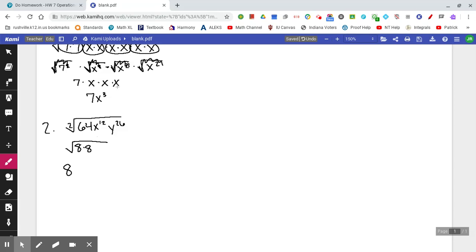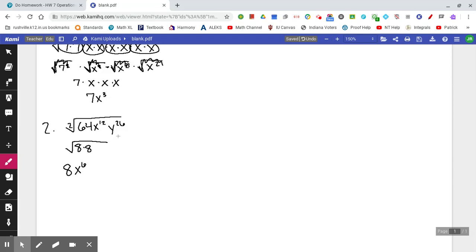But what about x to the 12th? I could do this strategy of writing out 12 x's and then circling how many pairs I have. But hopefully you'd come to realize, since I have 12 of them and I'm looking for pairs, how many groups of 2? 12 divided by 2 means that that's going to be 6. So I'm going to have x to the 6th power. All you need to do is take the exponent of your variable base and divide it by the index. So 12 divided by 2 means x to the 6th power.